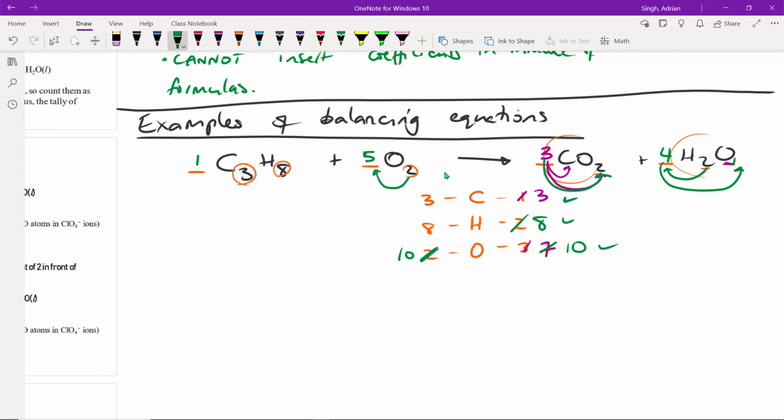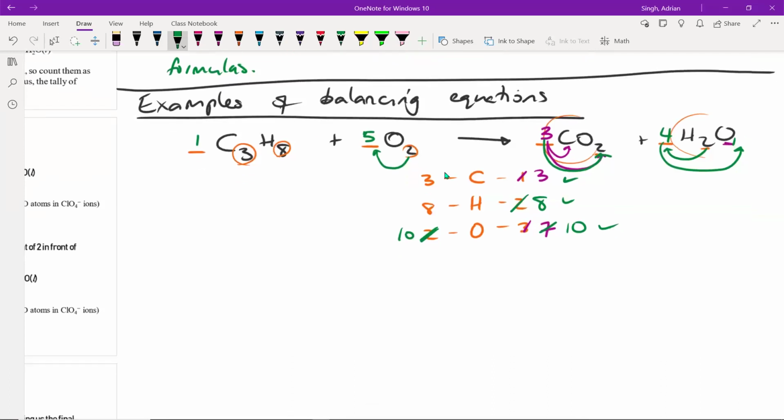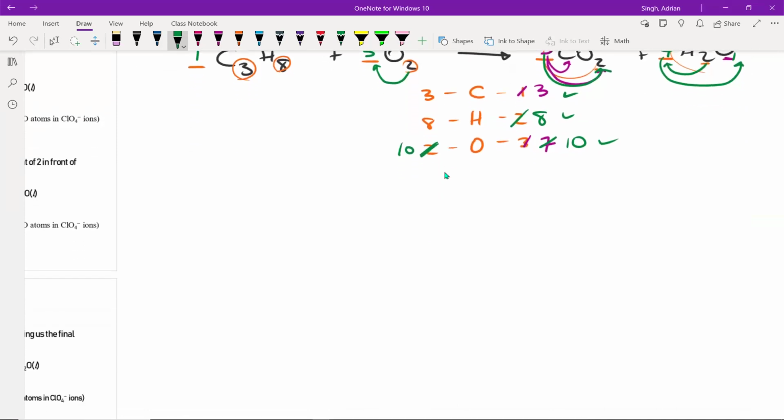Okay, so that's your first strategy. Try to balance, or leave the element that is split between different places to the end and balance the other things first. Okay. The other strategy that we can use, and we'll do a similar example here.